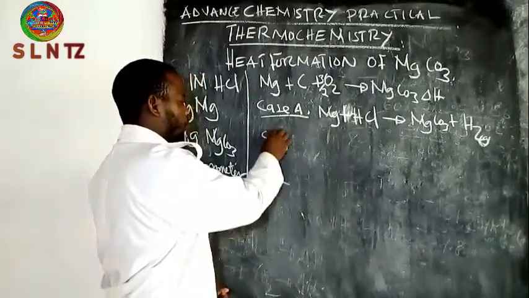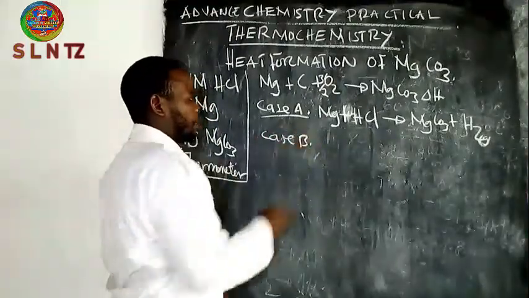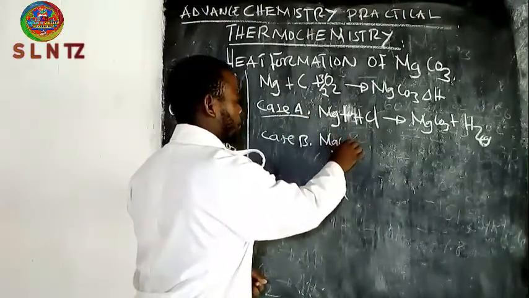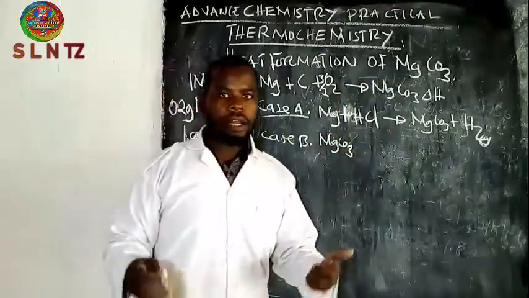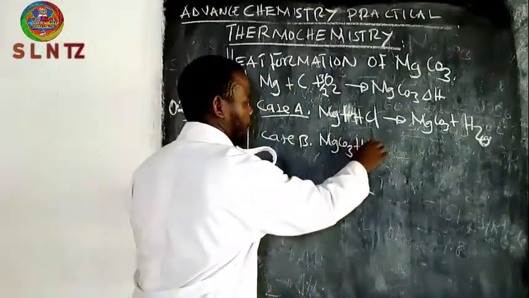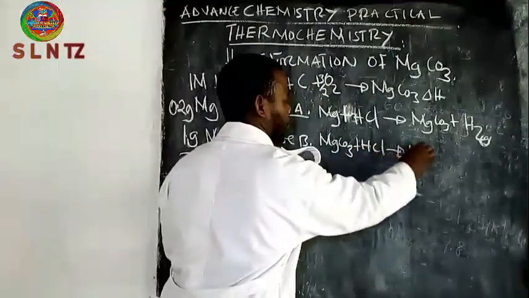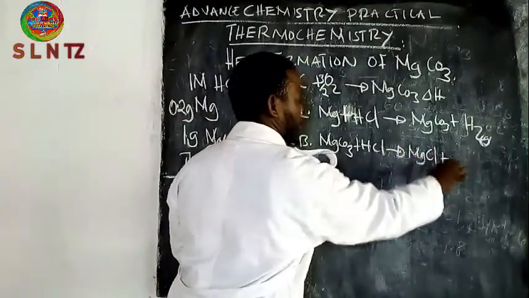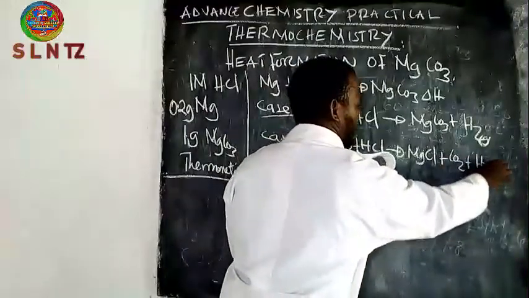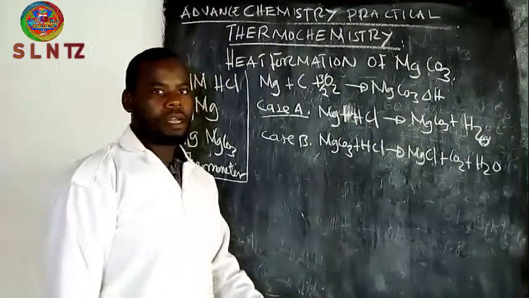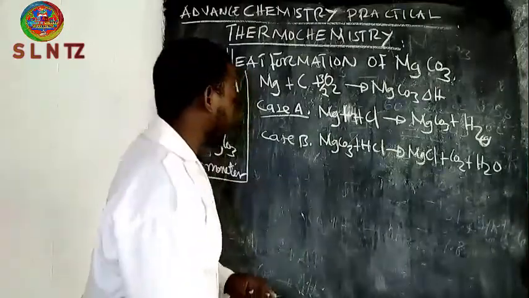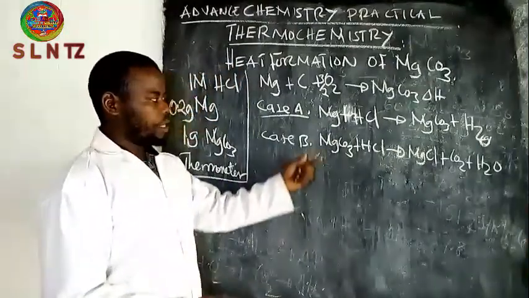Case 2, case B, we use magnesium carbonate. It reacts with the hydrochloric acid to give magnesium chloride, to give carbon dioxide, and also to give water. That is the product for the second case, or second experiment, or procedure 2. That is our experiment.